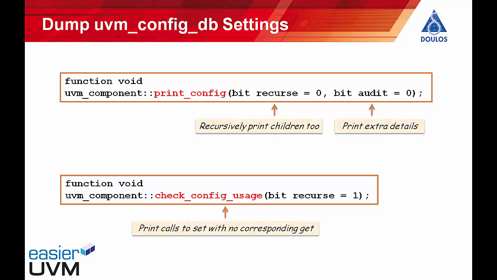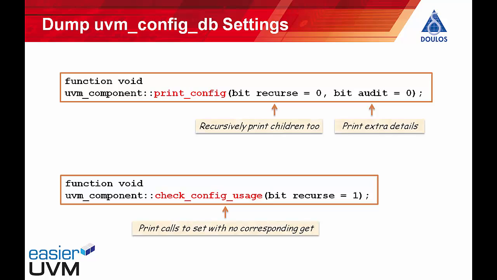Then there's another method, check config usage, which is intended to help catch a very specific pitfall. It's quite easy to make typos when you're calling set and get. And if you do accidentally mistype some of the names, it's possible to simply have mismatches when you're trying to set and get the same parameter. And that's where check config usage is useful, because check config usage prints out cases where there have been calls to set with no corresponding call to get. So if you make a typo in your parameter name or your scope name, that's going to get caught by calling check config usage.